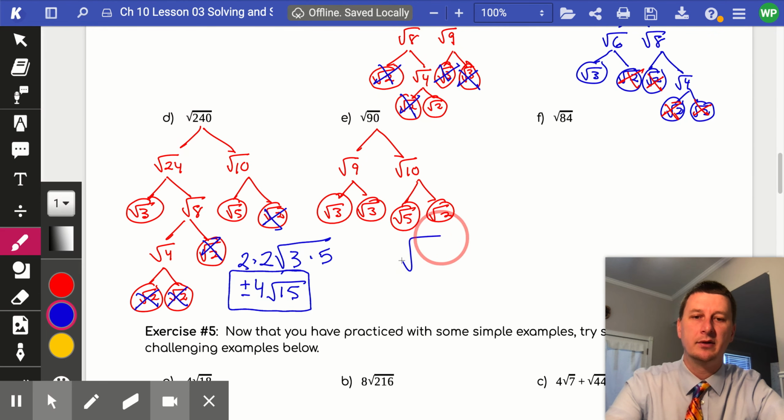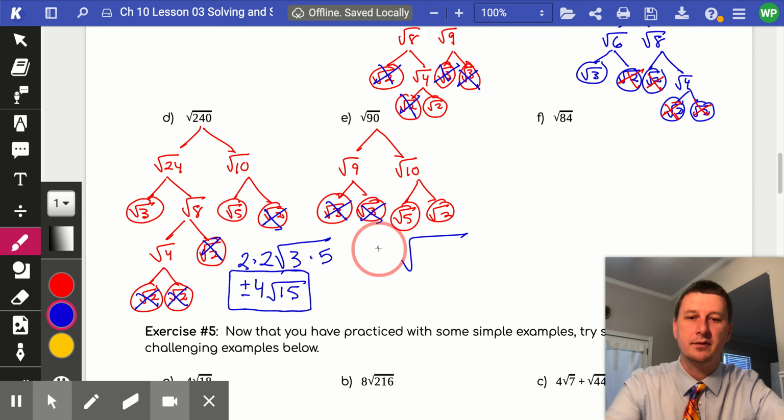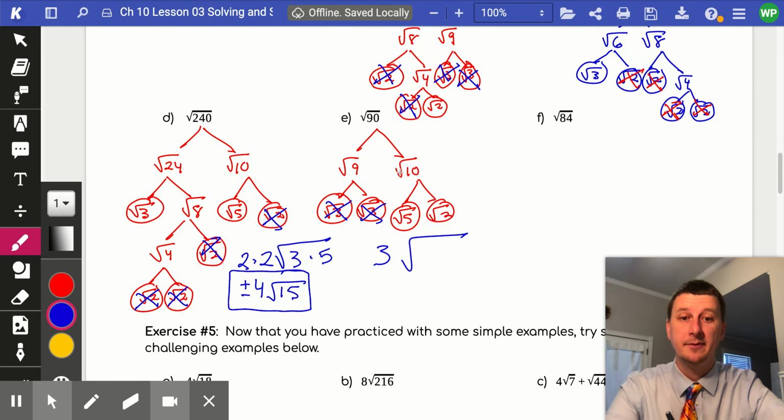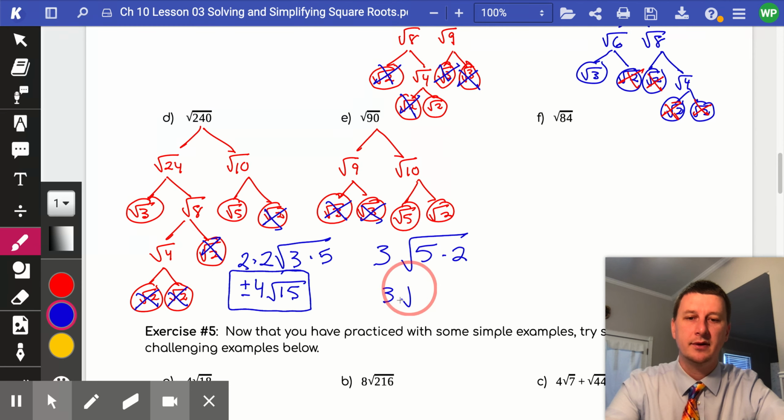Now we're going to draw our big radical. We're going to see what we have pairs of. Well, I see that I have a pair of 3s right here, so I'm going to cross off 2 3s and write 1 3 on the outside. I have a single 5 and a single 2, so I connect those by multiplication inside. And now to simplify, 3 radical 5 times 2 is 10. And I can't forget about what? The plus or minus. So we've got plus or minus 3 radical 10.